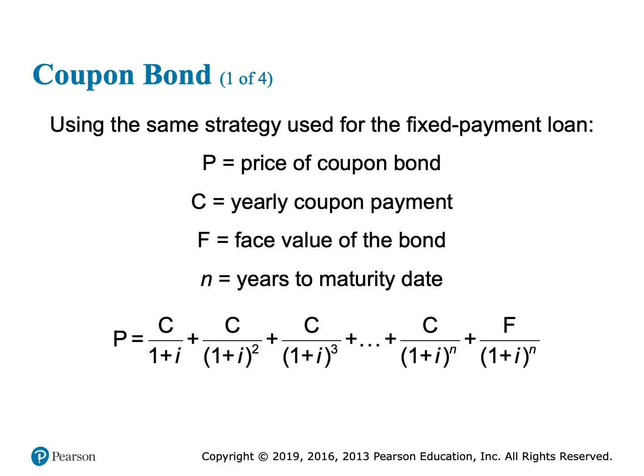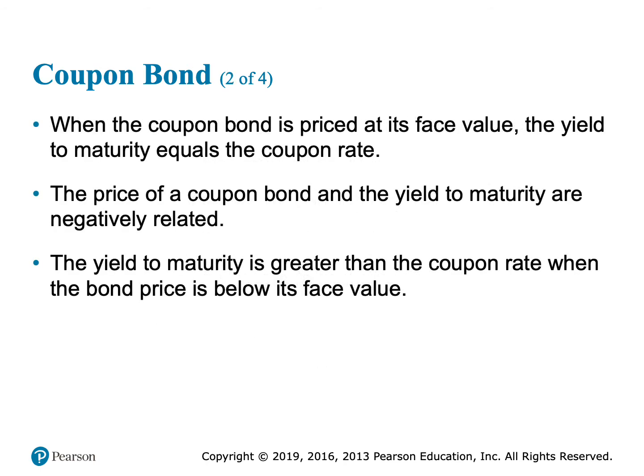some of the features of the bond. When the coupon bond is priced at its face value, so P and F are equal, the yield to maturity will equal the coupon rate. And the coupon rate would be the percentage of the face value that the sum C equates to. The price of a coupon bond and the yield to maturity are negatively related.